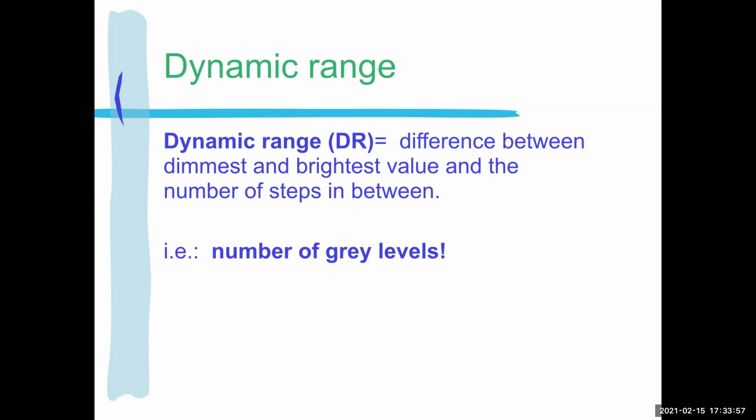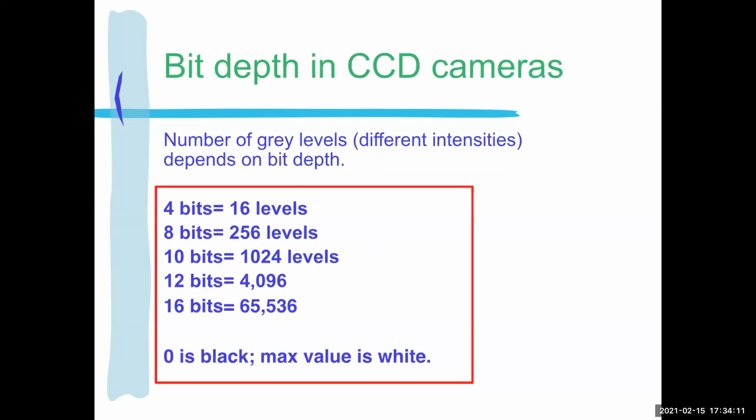$500,000 ones or ones in development. But there's a lot that are $60,000 or something like that. And they have a lot of characteristics that are important to us microscopists. And one of them is their dynamic range. So the way that you speak of this in an imaging camera is you talk about the bit depth. So the number of gray levels depends on the bit depth of the camera.